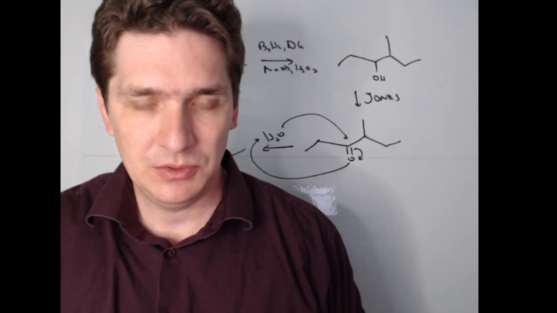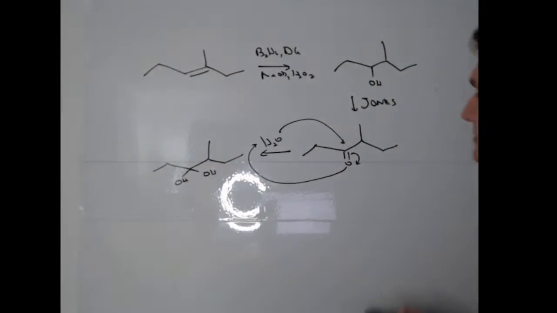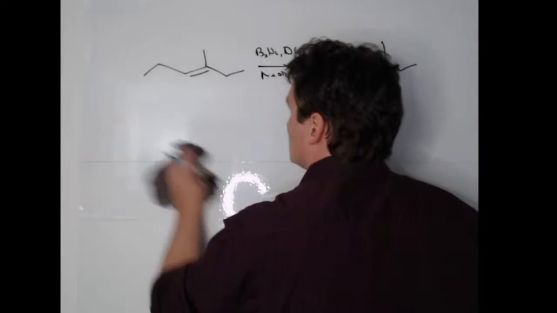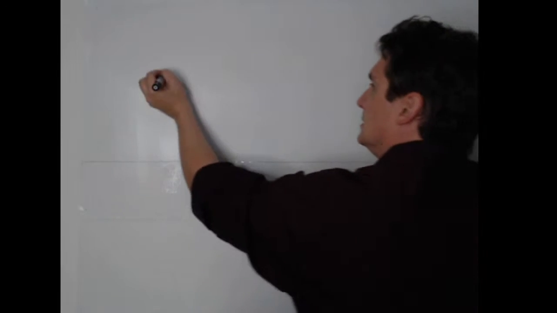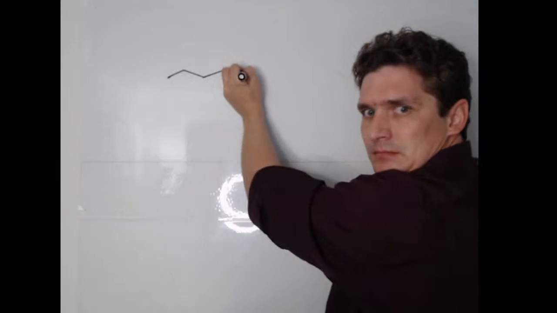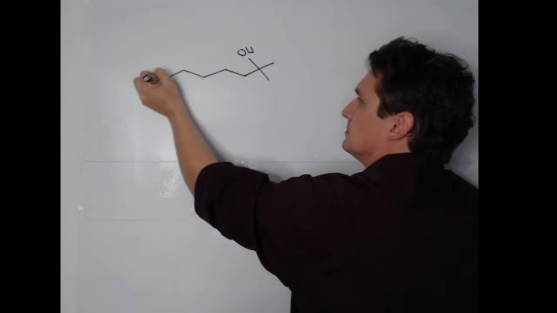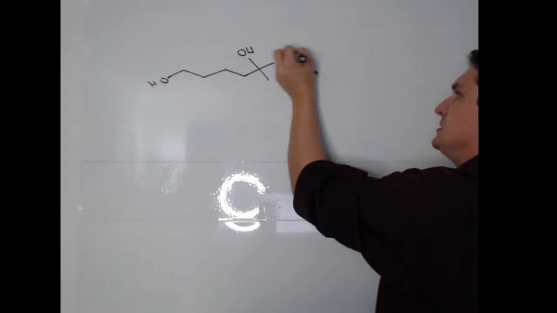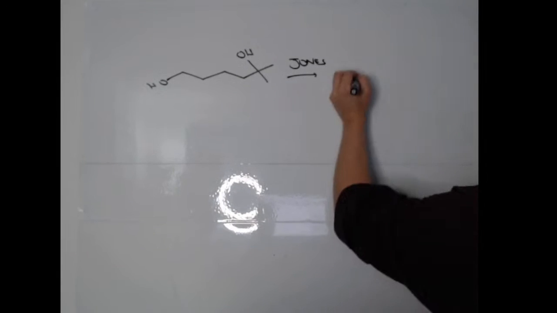Second one, ooh, I like that one. So for the second one, step one, this is going to be Jones reagent, that's the chromic acid, and this will end up converting this to a carboxylic acid.